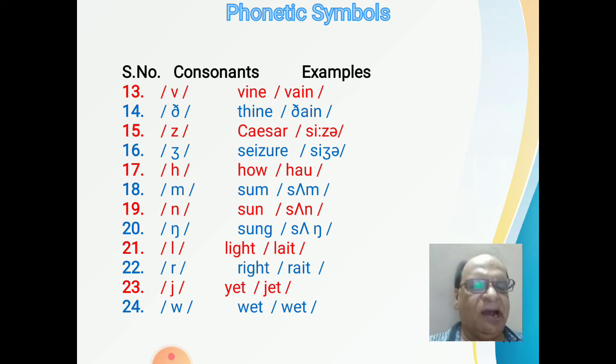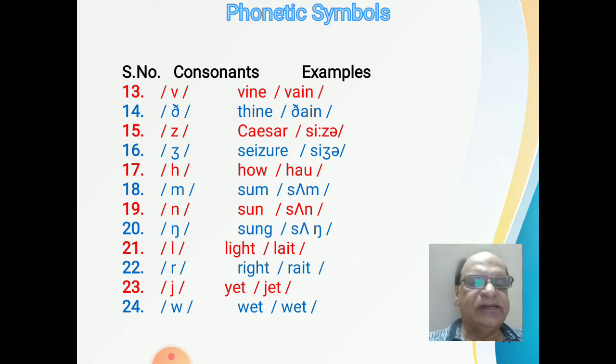17th is h, how. 18th is m, some. 19th is n, sun. 20th, look at this 20th word. This symbol, sung. Don't say sung, g sound, g is not there. Sung. This is nasal sound. From your nose, the air will come out. Sung. 21, l sound, light. 22 is r, right. 23 is j. Now remember, j represents y sound. Yet.